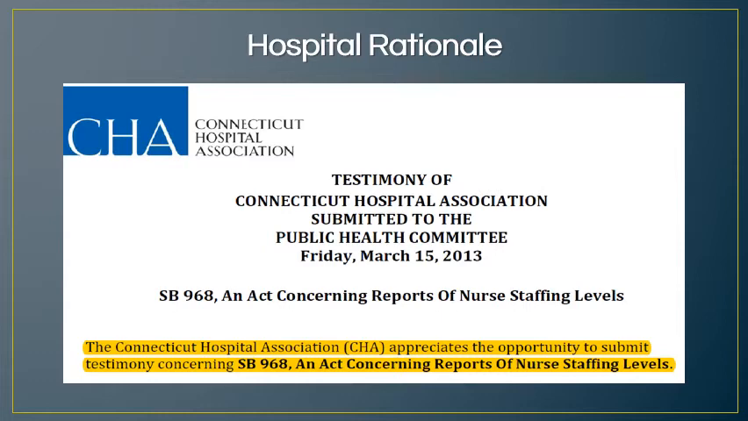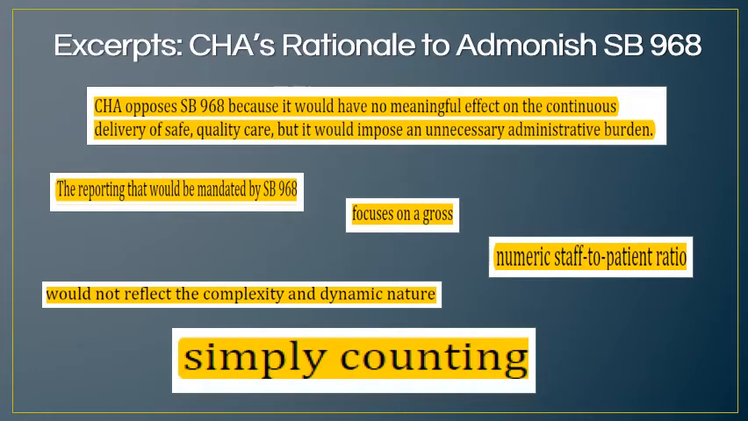Connecticut Hospital Association presented written testimony to the Public Health Committee opposing the 2013 Connecticut Senate Bill 968, an act concerning reports of nurse staffing levels. The Hospital Association rejected this measure because simply counting would not reflect the complexity and dynamic nature of the hospital environment.